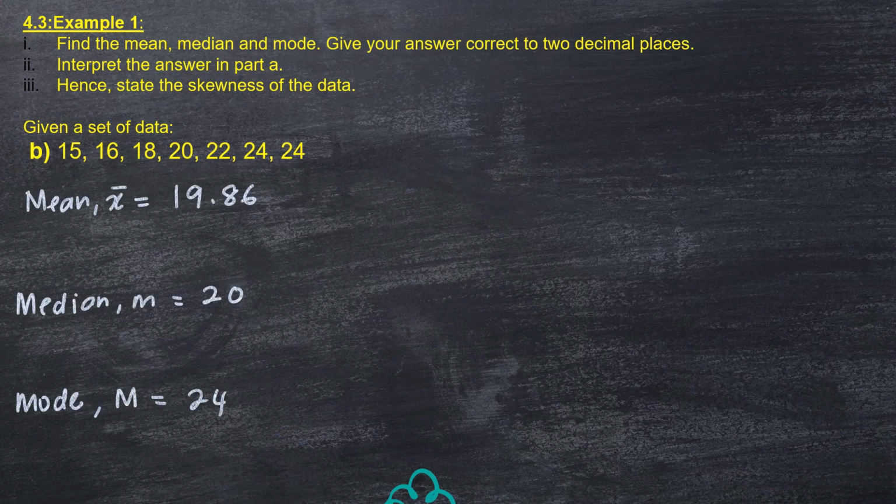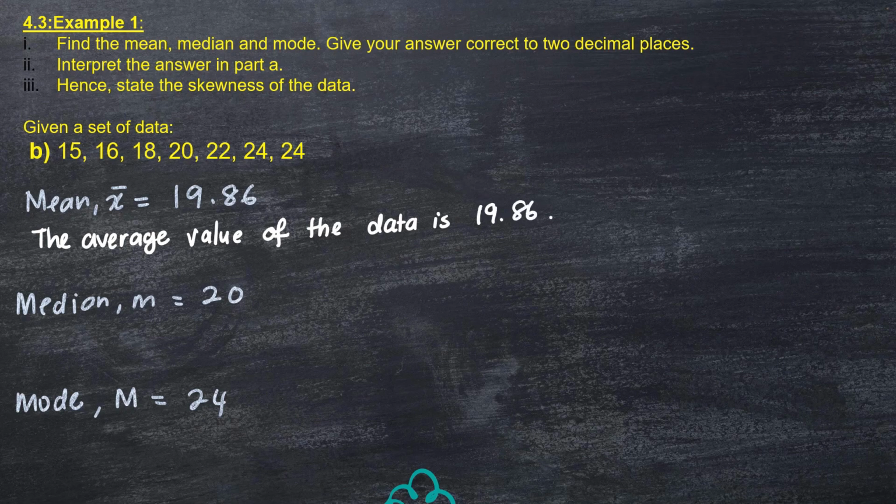Okay, continue with instruction 2, how to interpret the answer in part A. So let's interpret our mean. What do we have? The average value of the data is 19.86.